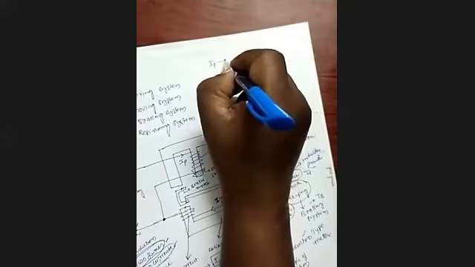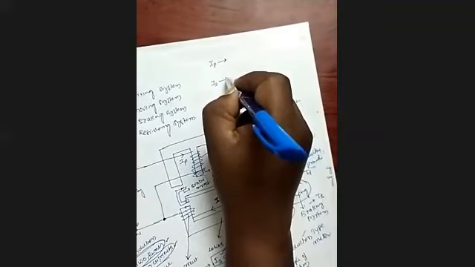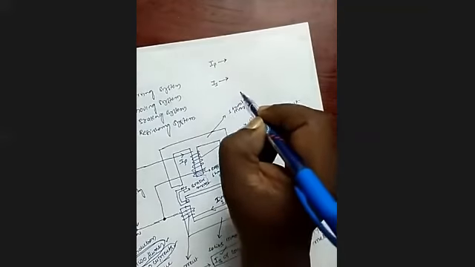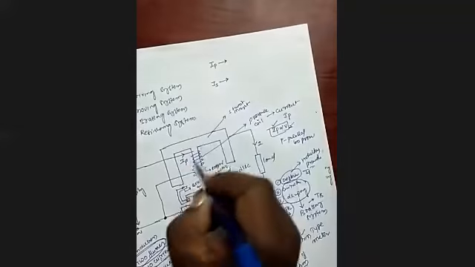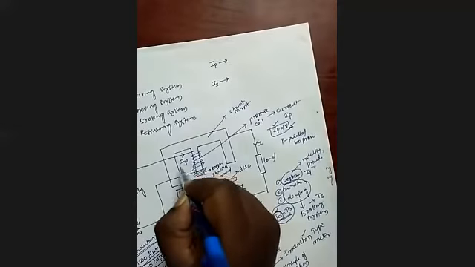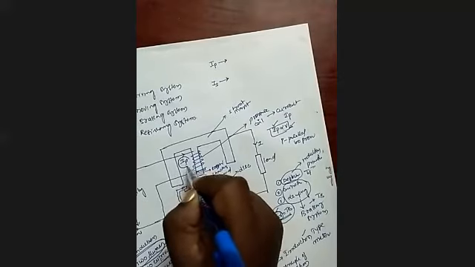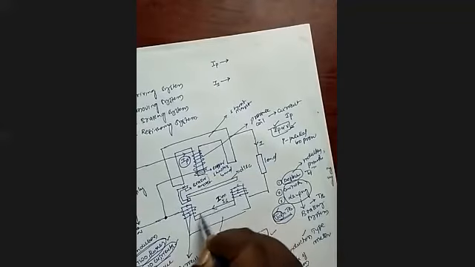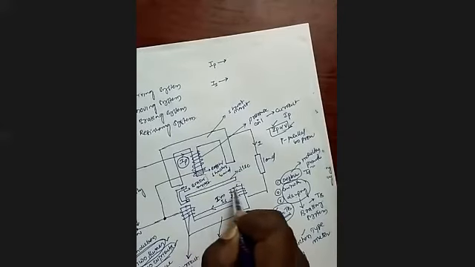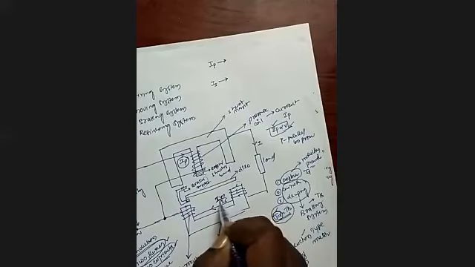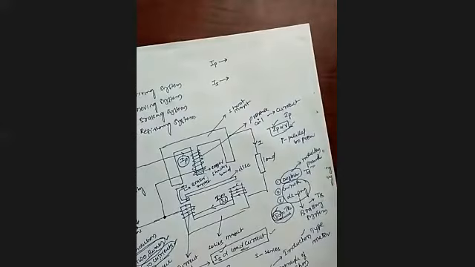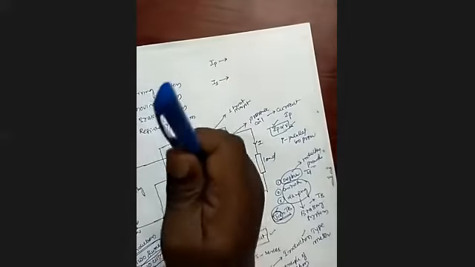So here we have one current, the pressure coil current IP, and another current called the current coil current IS. Assuming a current I is flowing, the current flowing through the pressure coil is assumed as the pressure coil current, represented by IP. The current flowing through the series current coil is assumed as IS.